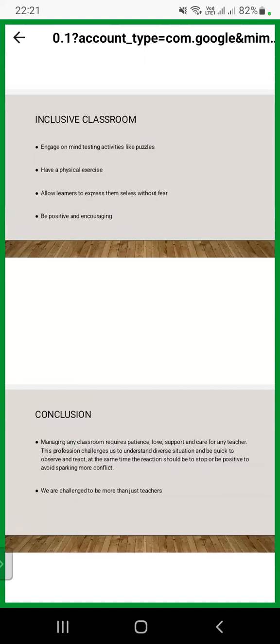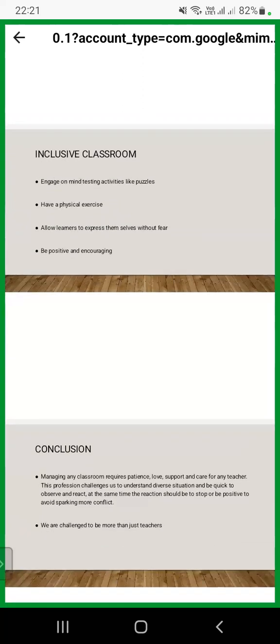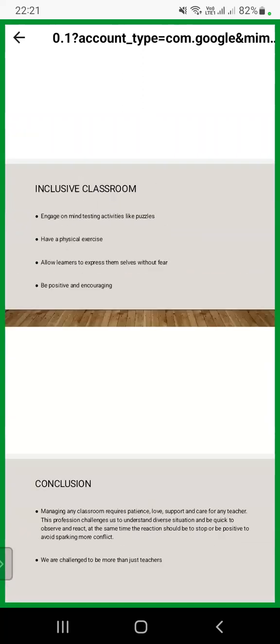Then we always have to be very positive and smiling. When you're giving a lesson to a class, learners would want to answer, but at the same time they wouldn't be sure if their answer is correct. So it is our responsibility as teachers to make the learners understand that there is no wrong answer.